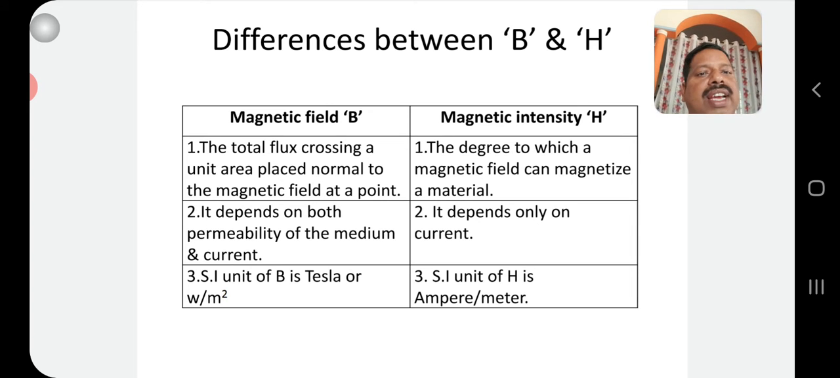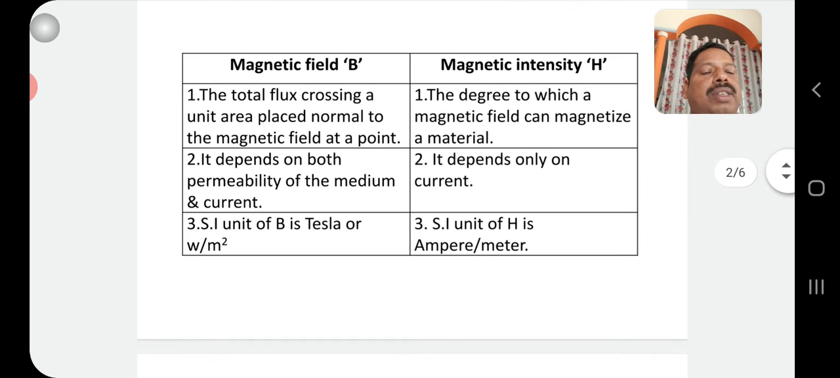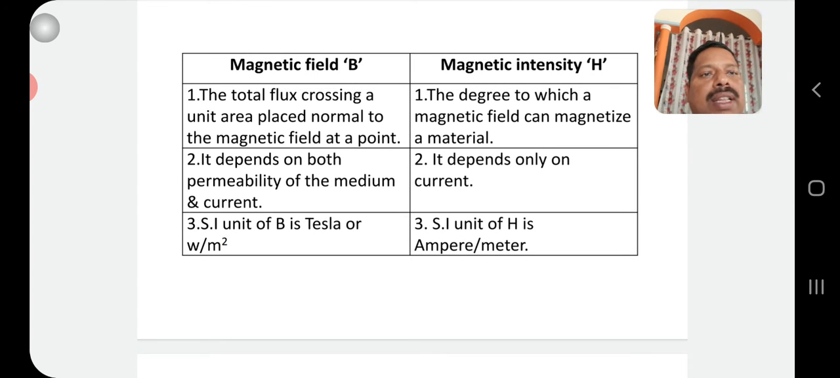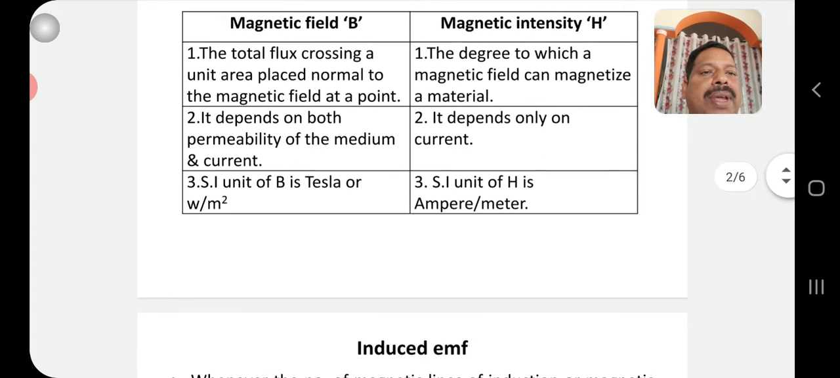Magnetic flux density depends on both the permeability of the medium and current, but magnetic intensity depends only on current. It does not depend upon the nature of the medium where we measure the magnetizing force or magnetic intensity. Then another difference is that the SI unit of B is Tesla or Weber per meter square. The SI unit of magnetic intensity is ampere per meter. These are the differences between B and H.